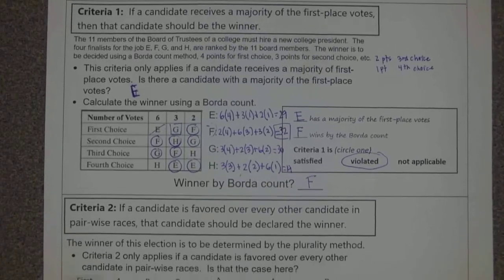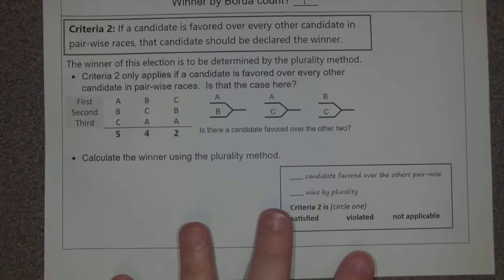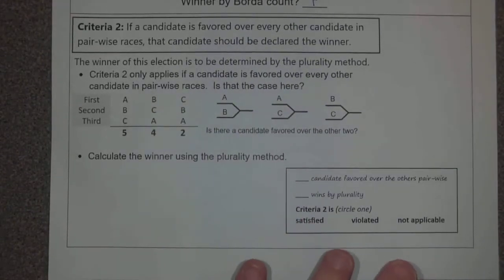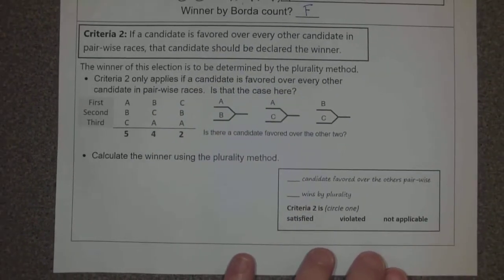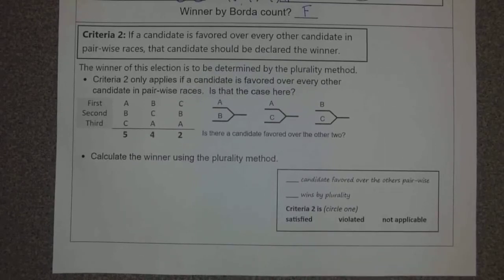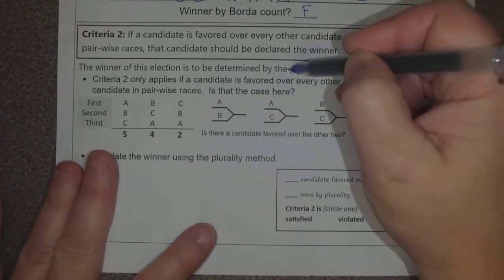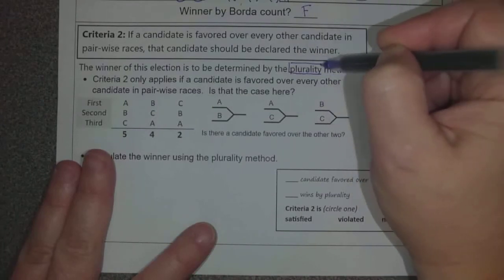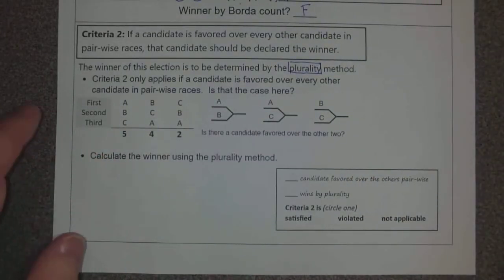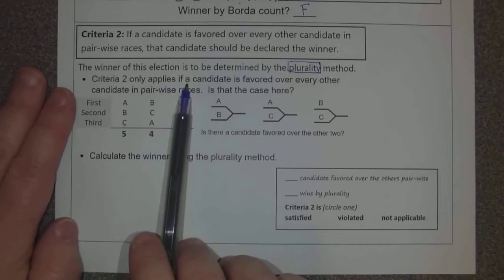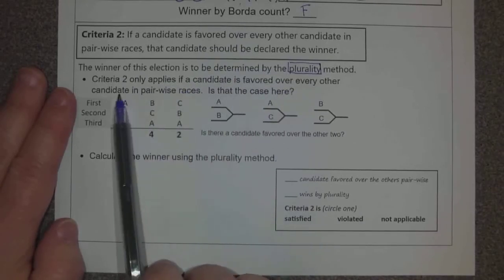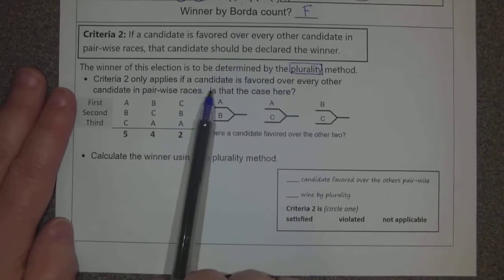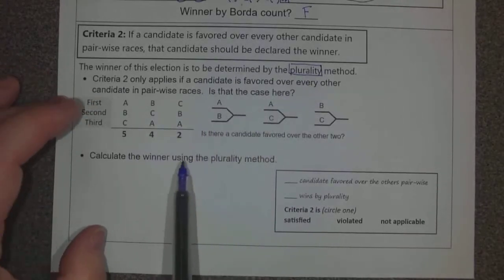or that criteria. Okay, here's our second rule. Our second rule says if a candidate is favored over every other candidate in pairwise races, that candidate should be declared the winner. The winner of this election is to be determined by the plurality vote. If you remember, plurality just means the one that has the most first place votes. So criteria 2 only applies if a candidate is favored over every other candidate in the pairwise races. Is this the case here? So let's look and see.